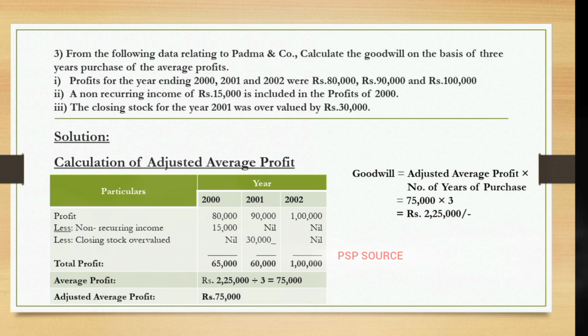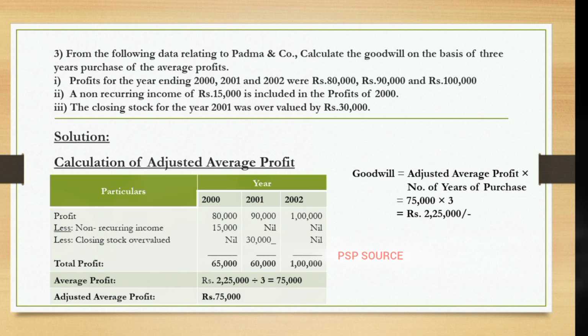For calculating adjusted average profit, we have to write the profit for the respective years: 80,000 for 2000, 90,000 for 2001, and 1 lakh for 2002. Out of it, we have to deduct non-recurring income. Here non-recurring income for 2000 is given as rupees 15,000, so we have to deduct it from profit.